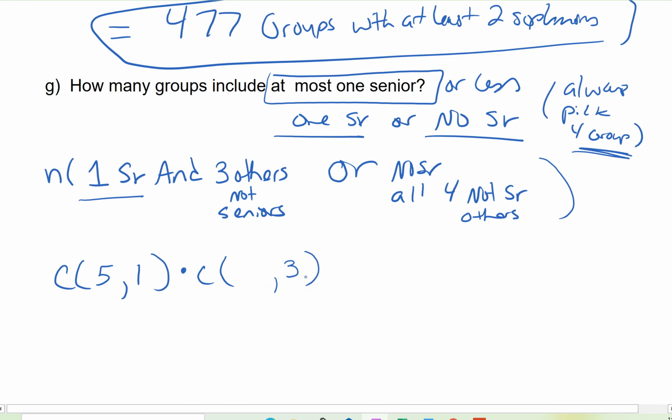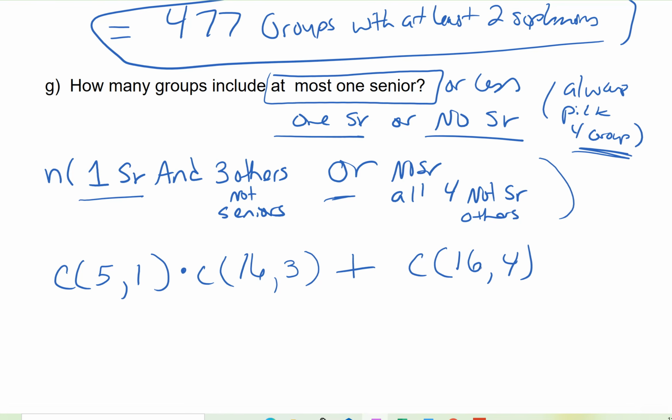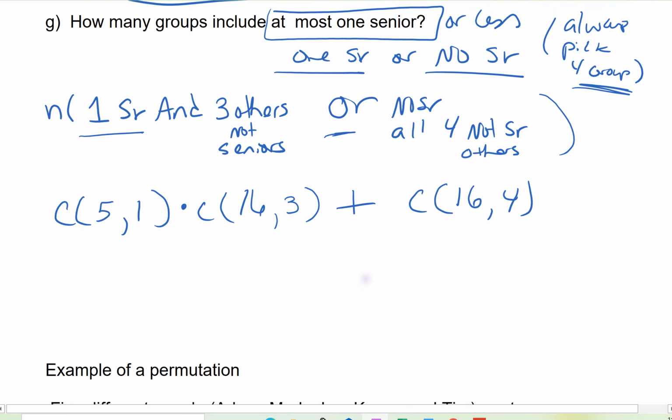Alright, so I've got to pick the juniors, sophomores, and freshmen. So there's 6 juniors, 3 sophomores, 7 freshmen. So there's 16 others. I've got to pick 3 of those. Alright, and there's one group, right? I've got the 4 people in that group. Or, so now I add combination. I pick 4 of the 16 that are not seniors. And that finishes out my second group, where I've got no seniors in it. And then I type that out on my calculator.